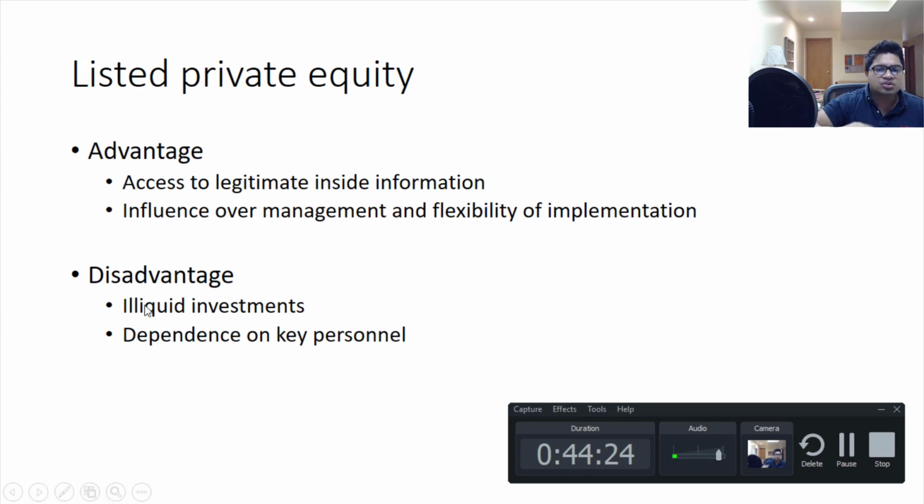Disadvantages: though some of them are traded on stock exchanges, they are still illiquid, and there is dependence on key personnel, so they have manager risk. If the manager leaves, the strategy goes along with him. So that is it. In chapter 21 we'll discuss more about other managed products.